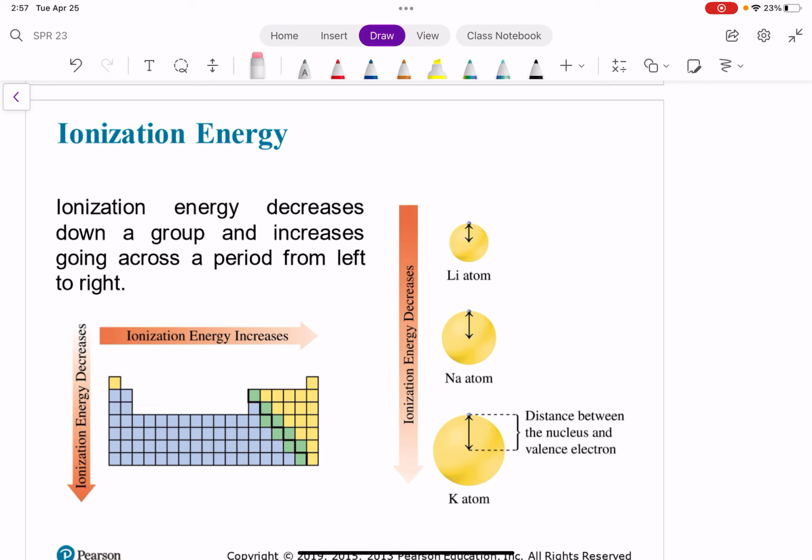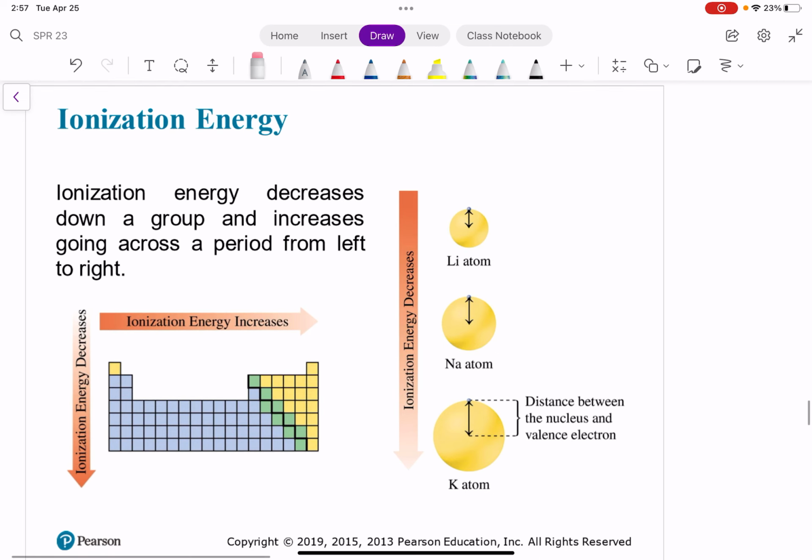Okay, so another trend. So with these trends, you need to understand the concept behind it. But once you do that, I would just immediately write down the trends on a periodic table right when I get it for an exam. And that way you can't confuse yourself. It's right on your periodic table, right? Okay.